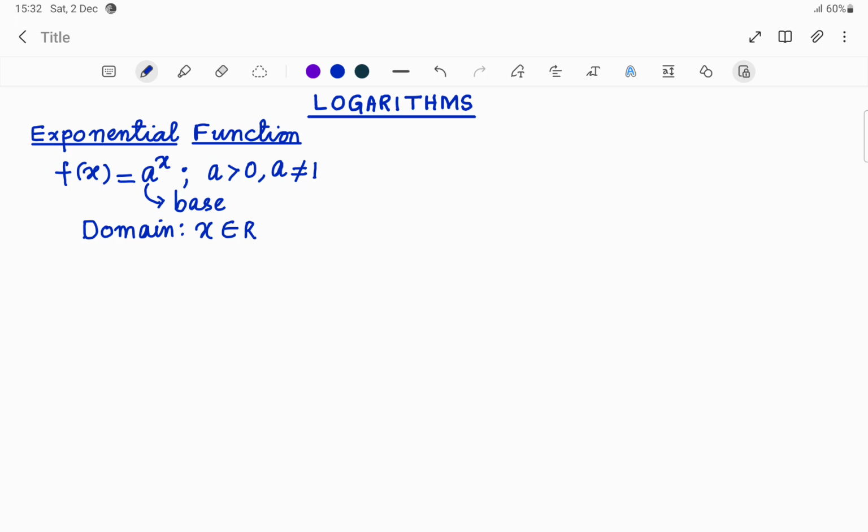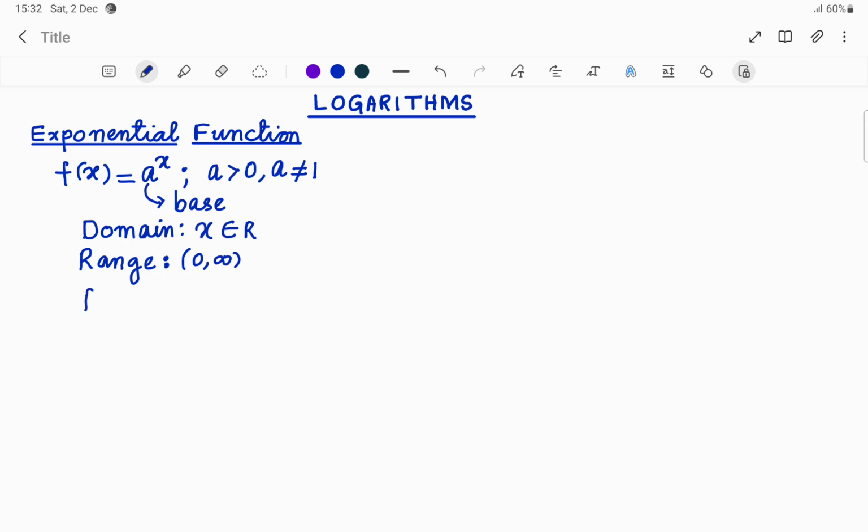Okay. Now coming to the range of the exponential function. Range is only positive real numbers, because when the base value is a positive number, positive power anything always becomes a positive number. So that is the reason we have only positive real numbers in the range.